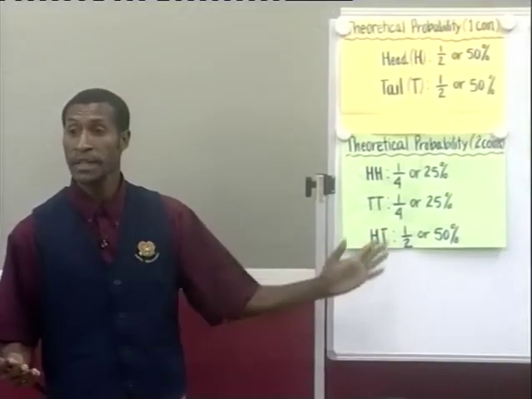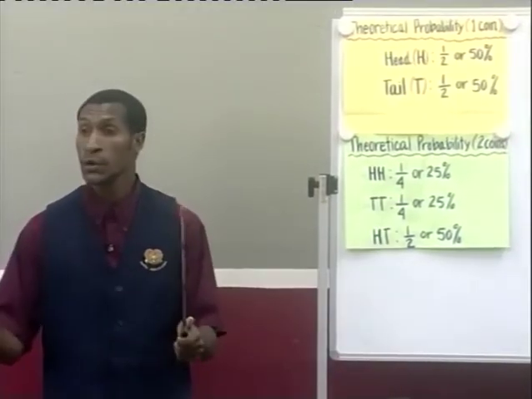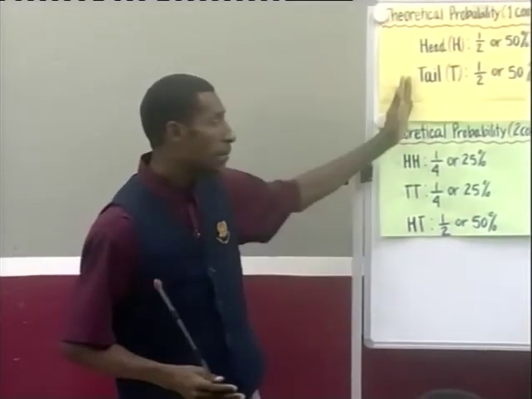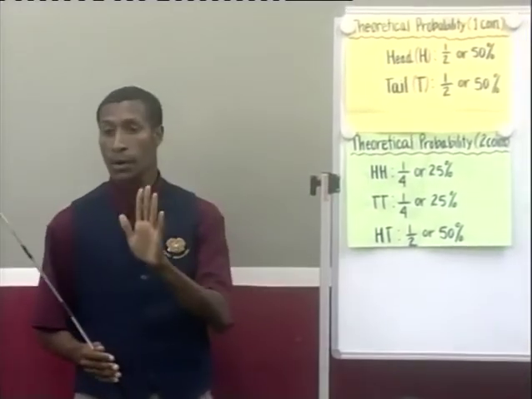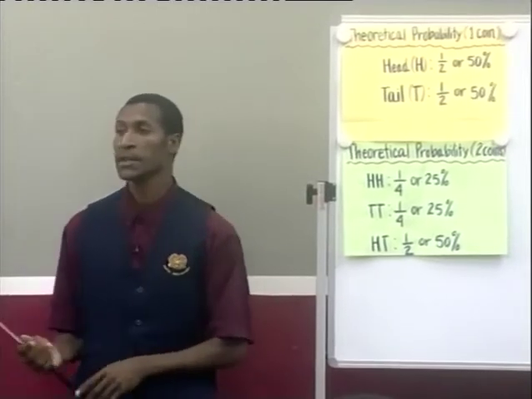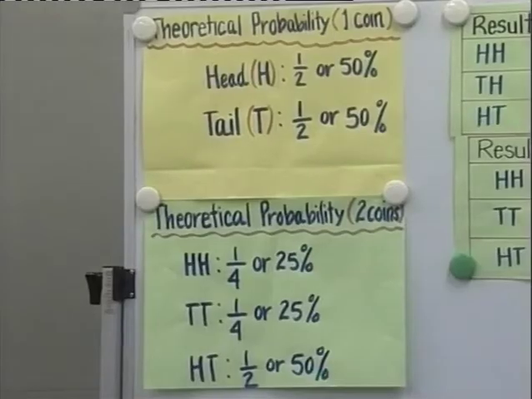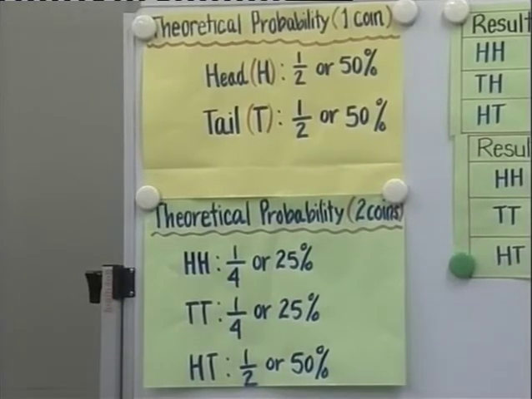There are also different theoretical probabilities for tossing of three coins and four coins. I'm giving you an example of only one coin and two coins. But the theoretical probabilities for tossing three coins and four coins will not be the same as for one coin and two coins.